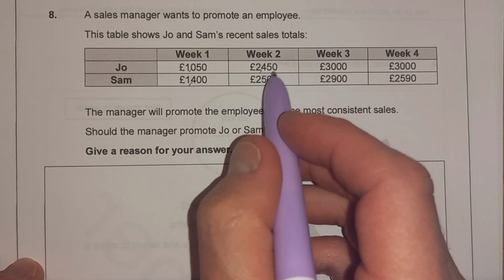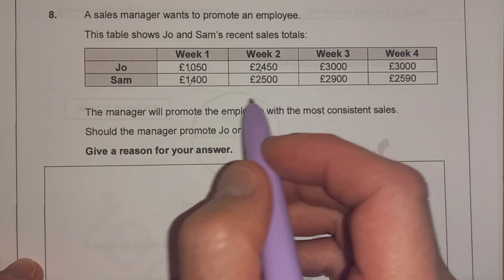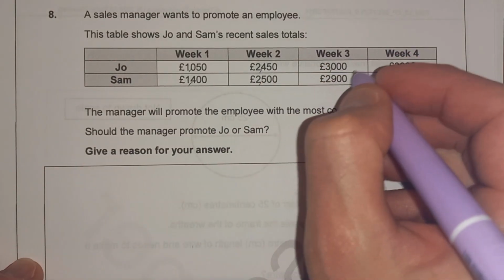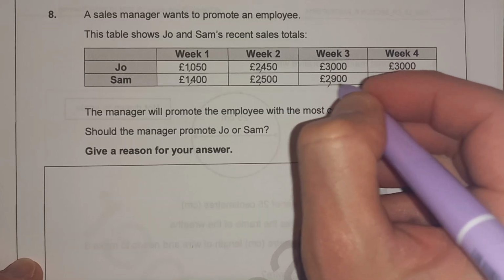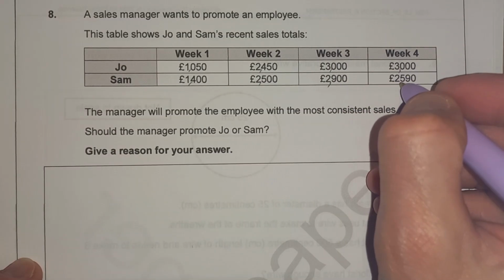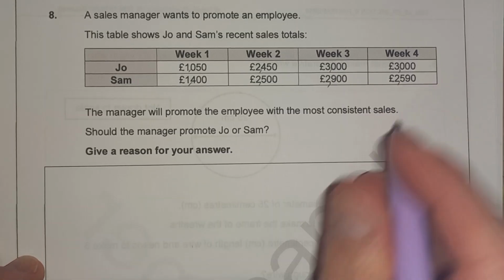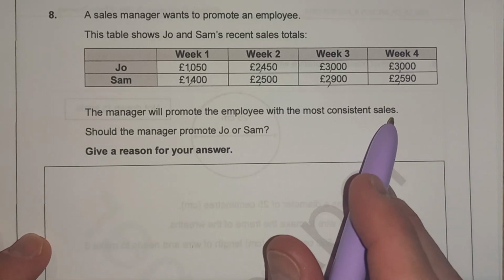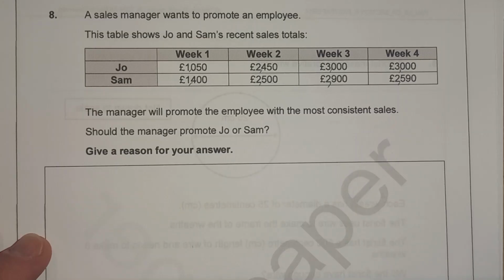In week 2, Joe had sales of £2,450, Sam had sales of £2,500. Week 3, Joe had sales of £3,000, Sam had sales of £2,900. And in week 4, Joe had sales of £3,000, Sam had sales of £2,590. The manager will promote the employee with the most consistent sales. Should the manager promote Joe or Sam?